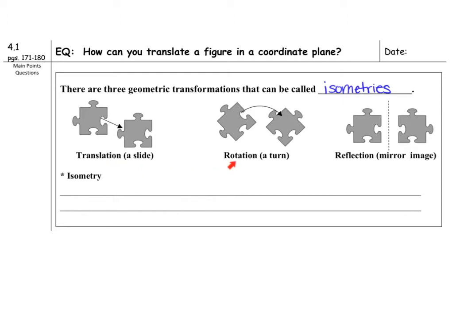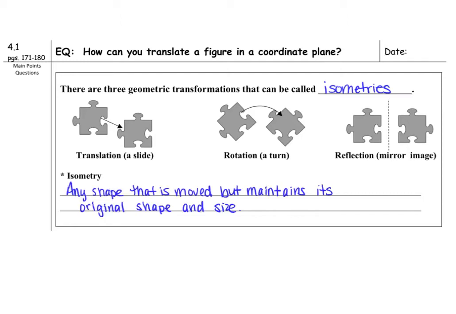So notice in each of these isometries that the figure moved, but it maintains its original shape and size. That is the definition of an isometry. So isometries are any shape that is moved but maintain the original shape and size.